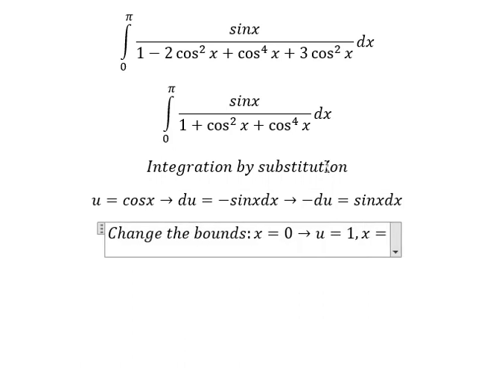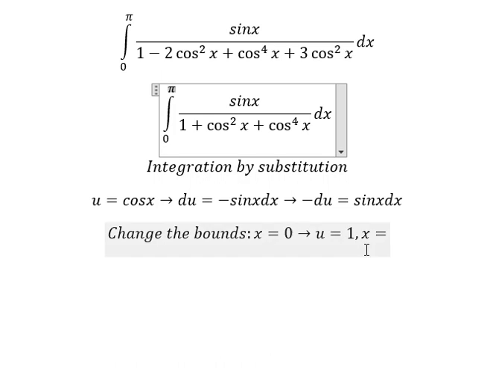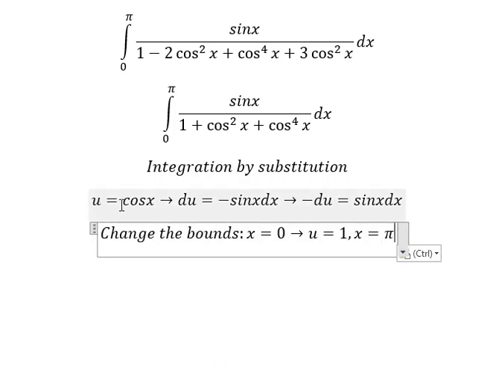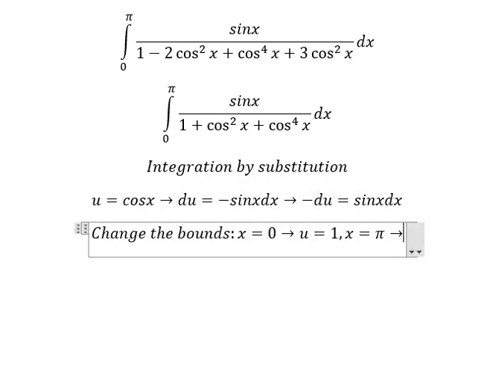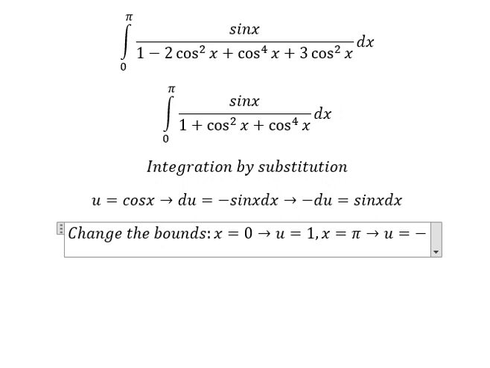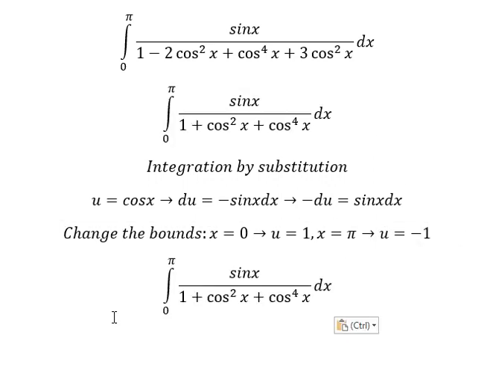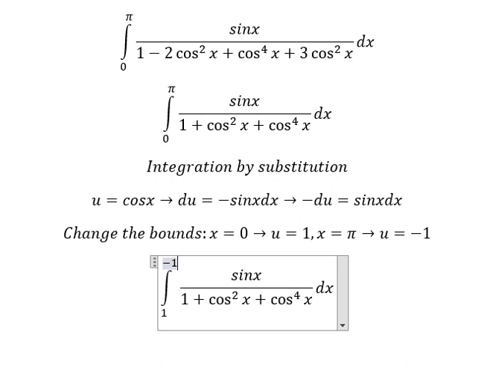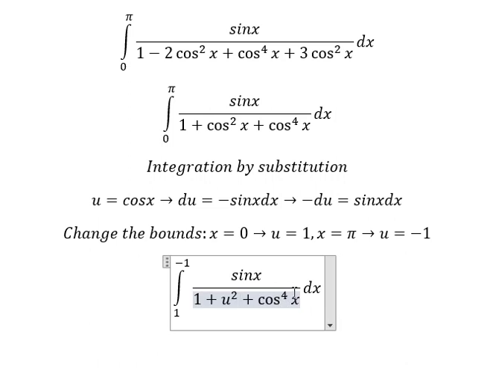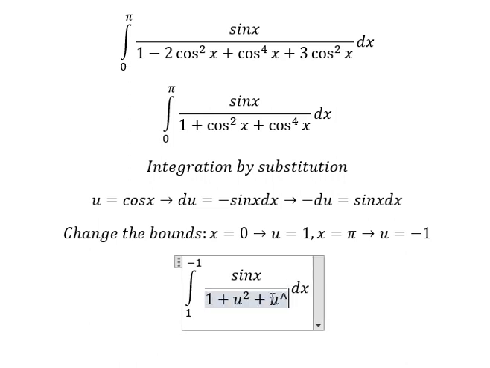When x equals to b, we put b gone here. And we got about u equals to negative number 1. Number 0 we change for number 1. B we change for negative number 1. Cosine x we change for u. And u. Sin x dx we change for negative du.